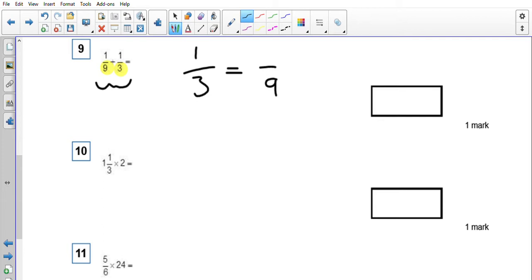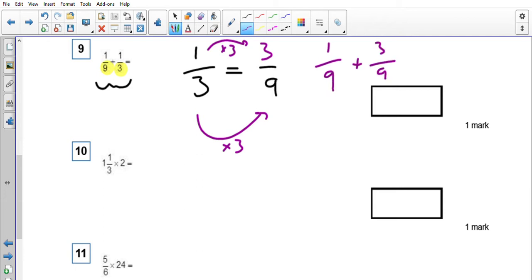If I do that, I need to think about what I do to 3 to get to 9. I multiply by 3, which means I need to do the same to the top. So 1 multiplied by 3 is going to give me 3/9, which means I then have as my calculation 1/9 plus 3/9, which is going to give me an answer of 4/9.